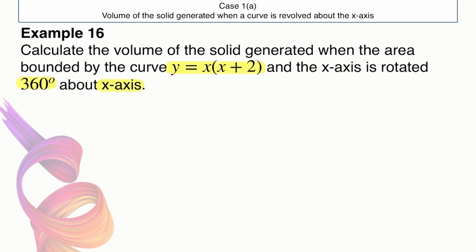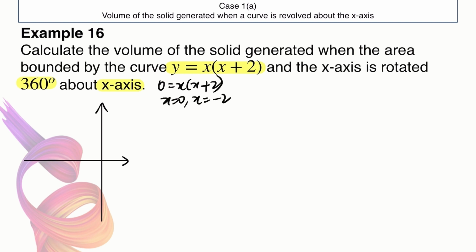Now let's sketch the graph first. Let's draw the x-axis and y-axis. If you look at the function, it is a quadratic function, and from here we can find the x-intercepts. The x-intercept is when y is 0. When y is 0, x(x plus 2) equals 0, so we will get x equals 0 and x equals negative 2. So here is 0, here is negative 2.